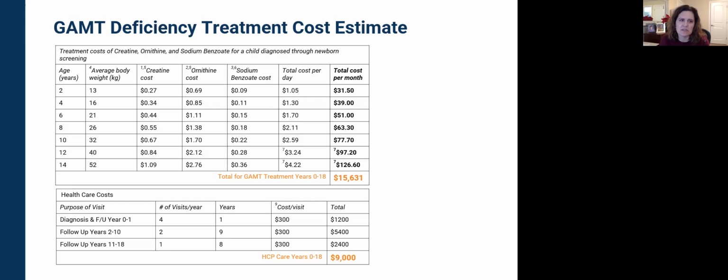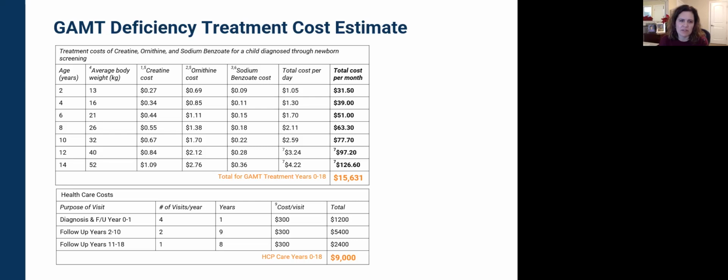We use the CDC's growth chart and then the recommendations for treatment based on the child's weight, and figured that per month, a 2-year-old needs $31.50 to get their supplements. And that number does go up as the child gets older, but really these are very, very low costs in the grand scheme of rare disease treatments. They're very accessible. We purchase ours through a supplement group in California, and it's pretty straightforward.